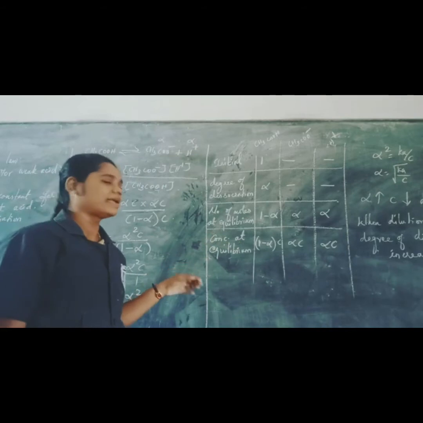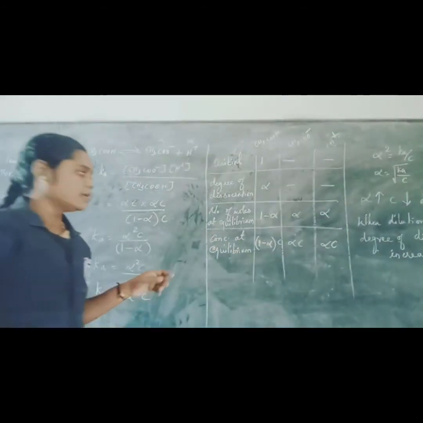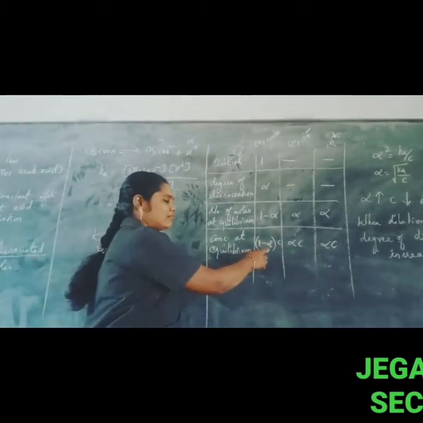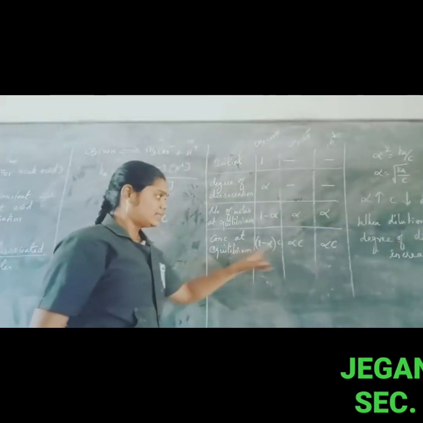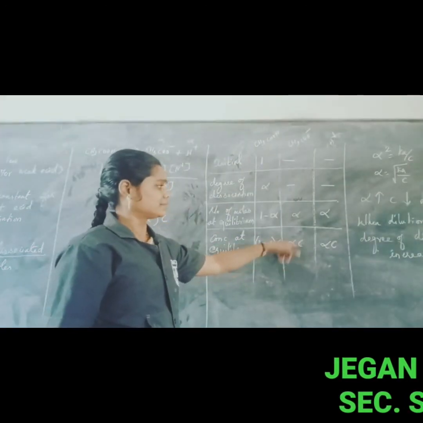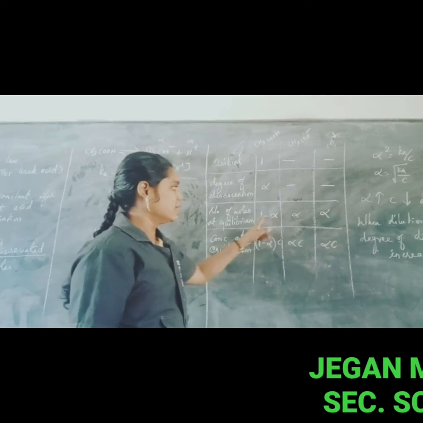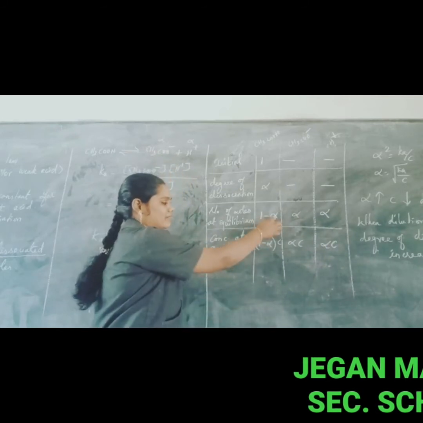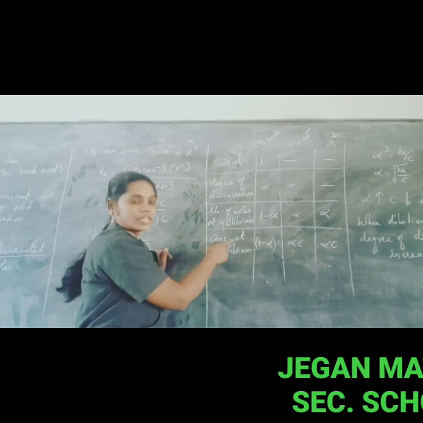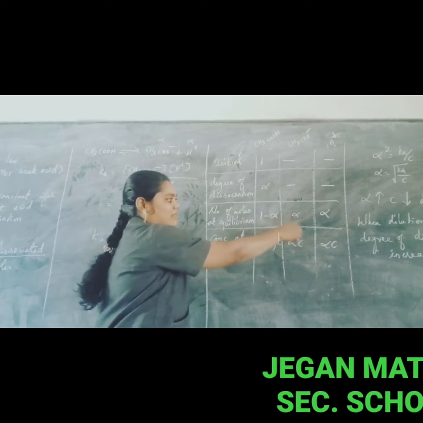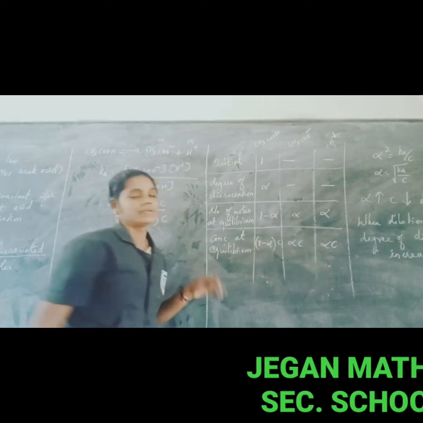Concentration means multiplied by concentration. So here 1 minus alpha into C, and next one alpha C. So concentration means 1 minus alpha multiplied by concentration, so into C, and alpha into C, alpha into C.